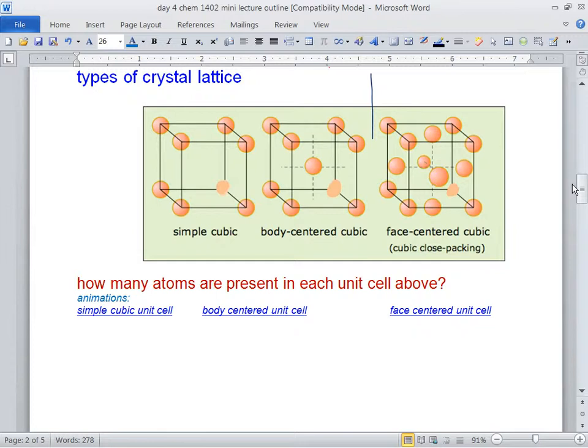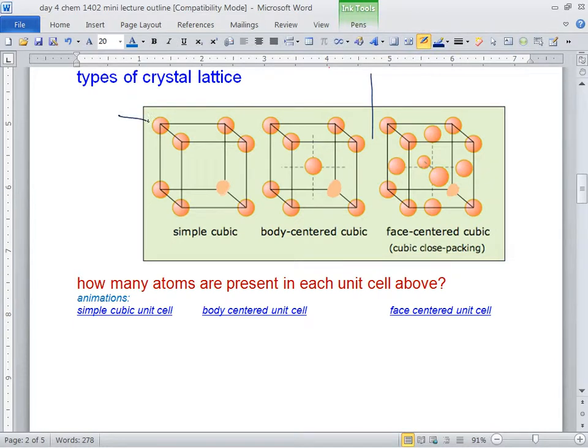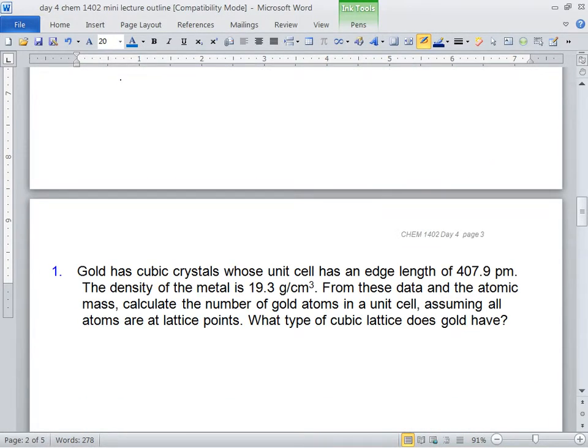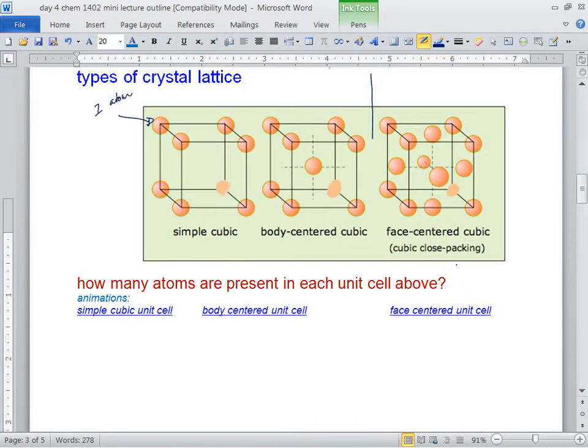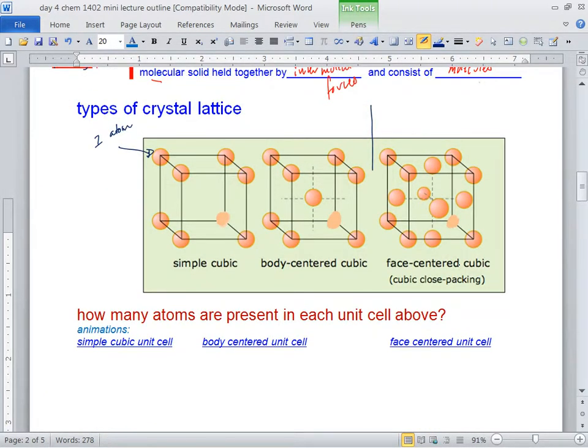The first one is simple cubic. So you have a cube, and then you've got an atom. So these are supposed to be atoms. That's supposed to be one atom, an atom at each corner. And what the homework is going to do, here's one right here. They're going to say, what type of cubic lattice does gold have? So there's a lot of blah to get there, but that's the question. So the answer is going to be one of these. So how do you know which one? What you need to remember is how many atoms essentially are in each one of these unit cells.